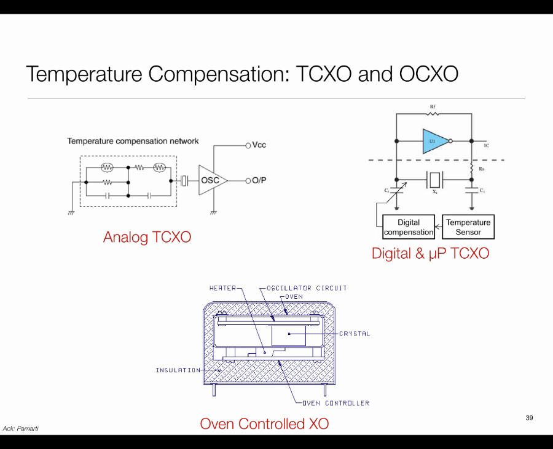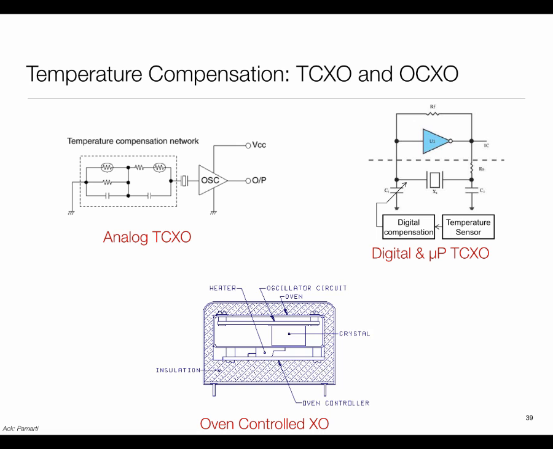Digital works the same way, except that instead of this analog circuitry, what you have is a temperature sensor, which looks up in a table how much compensation to apply, and then changes the capacitance accordingly, which affects the frequency. So again, you are doing fine tuning of the frequency.